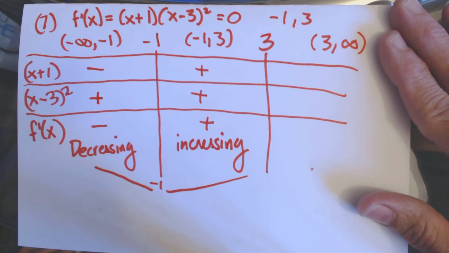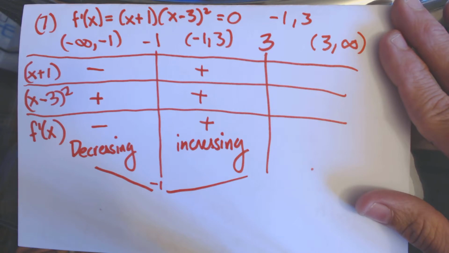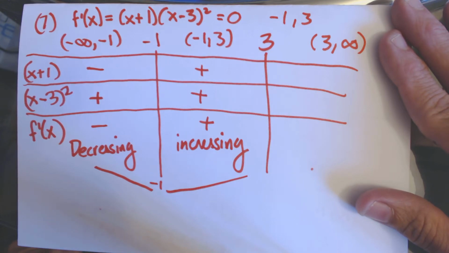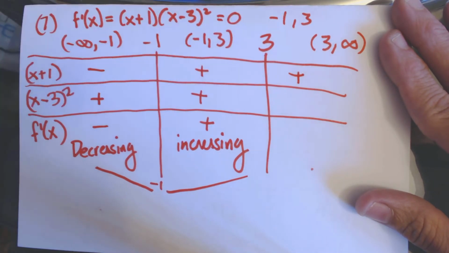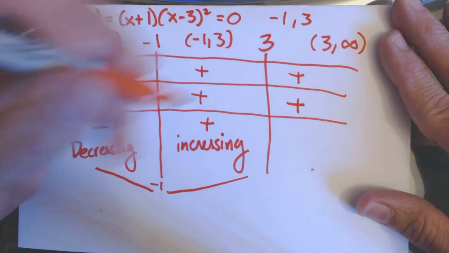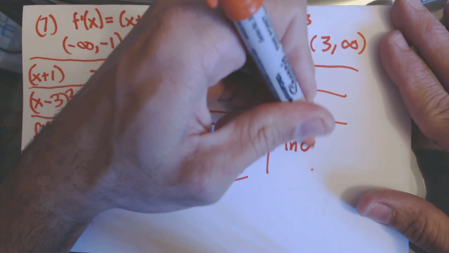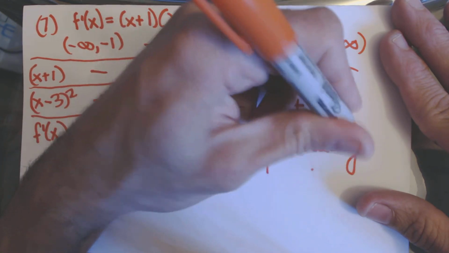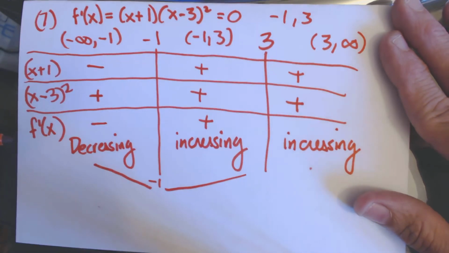Anyway. Alright, so now we want to figure out what is the curve doing after 3 and to infinity. Like, what is its behavior? So let's plug in 4. 4 plus 1 is positive. And then 4 minus 3 is going to give us 1, which is positive as well. So the curve is actually increasing from 3 to infinity as well.